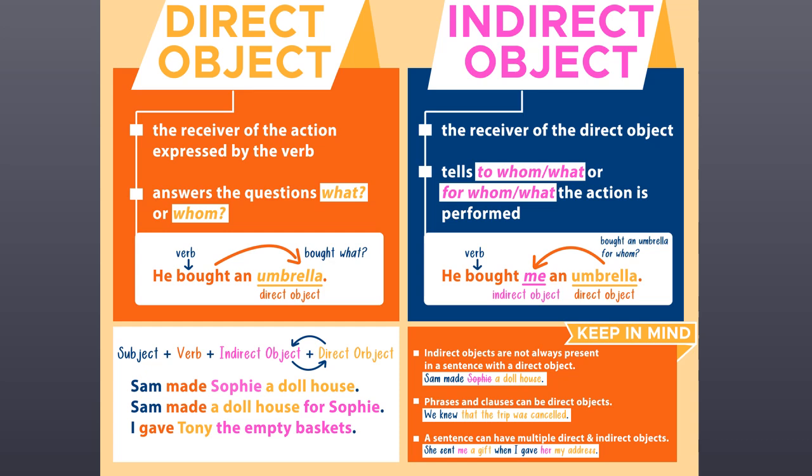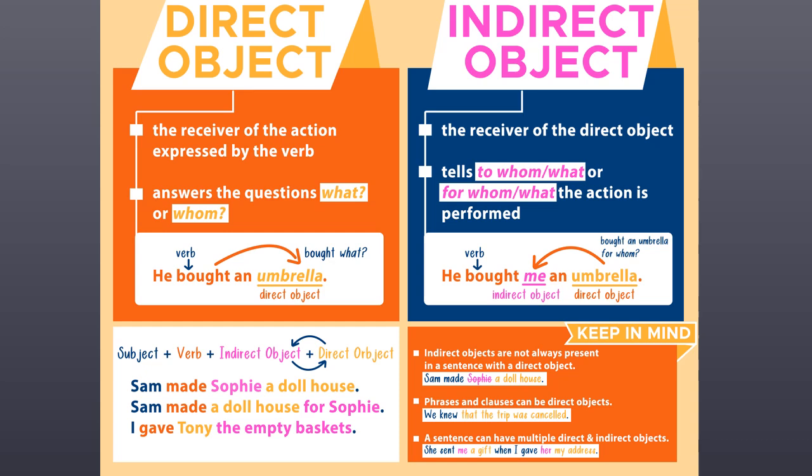It tells to whom or to what or for whom or for what the action is performed. He bought me an umbrella. So he is a subject, bought is a verb. He bought what? Umbrella. To who? To me. So me here is indirect object. So we have subject, we have verb, and indirect object, we have direct object. Not all the sentences are having indirect object, by the way. But this is just to clarify the differences between direct and indirect.